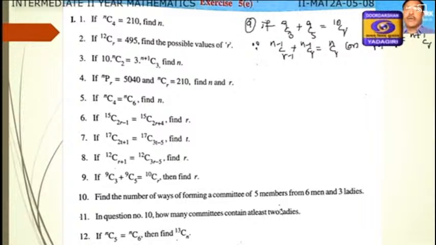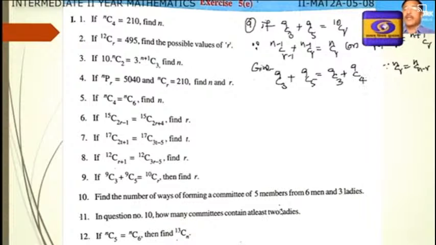Now we have given 9C3 plus 9C5, this is LHS, is equal to, we can write 9C3. So here the difference between these two r values must be 1, but here the difference between these two r values is 2. So therefore we have to change any one of these. So 9C5 we can write according to nCr, since nCr is equal to nC(n minus r). We have this formula. Therefore 9C5 is equal to 9C(9 minus 5), that is 9C4.